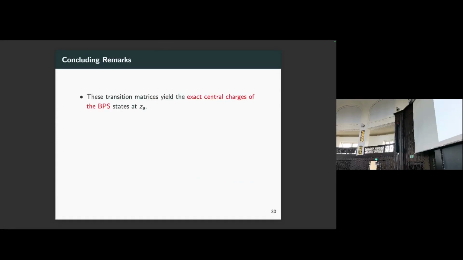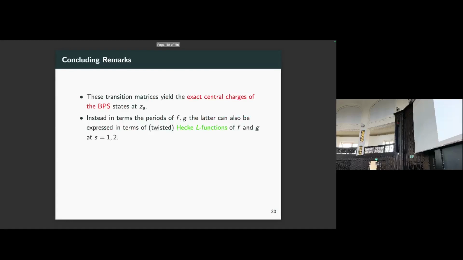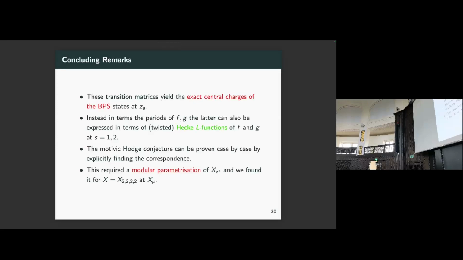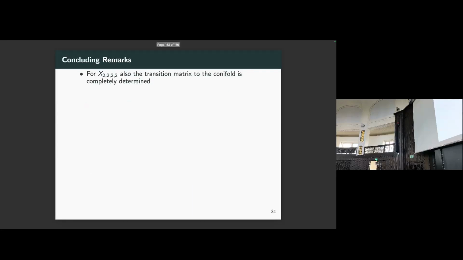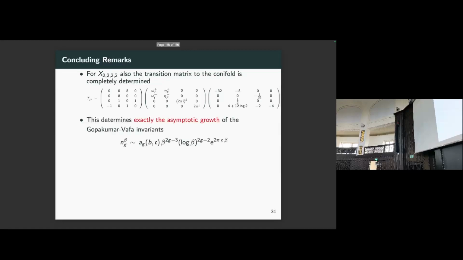The transition matrix that you now have is full of these algebraic values, these L-function values, and they give the exact central charge of the BPS state at these attractor points. You can also say that instead of these periods, they are Hecke L-function values. And then the motivic Hodge conjecture we have proven in one case. That is basically a mathematical highlight of the paper. Here we have proven the motivic Hodge conjecture. This means that we have a modular parameterization of this Calabi-Yau, and then of course the matrix at the conifold is determined.